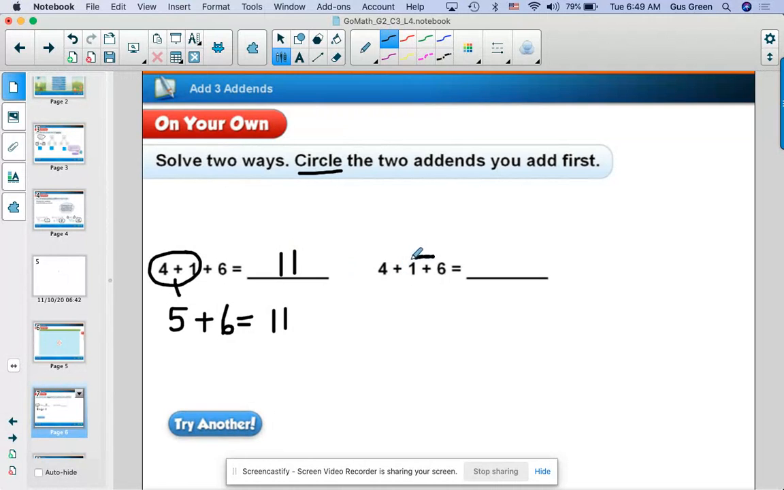Or I could add the last two numbers. Plus 1 strategy is another one of my favorites. 6 plus 1 is 7. Add 4 more. And that's going to equal 11 as well. So it doesn't matter the order that I add them in, the sum will stay the same.